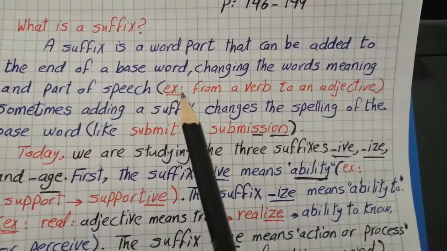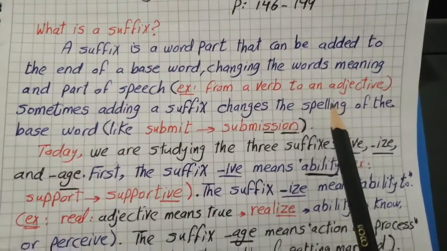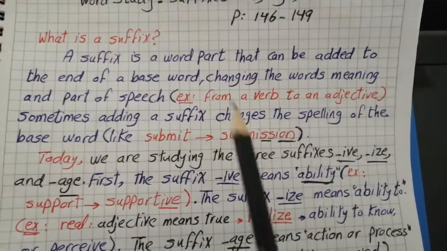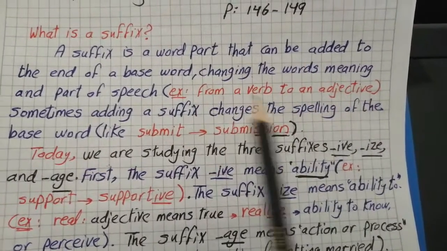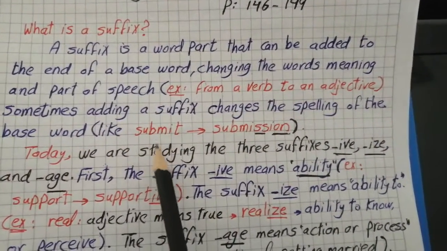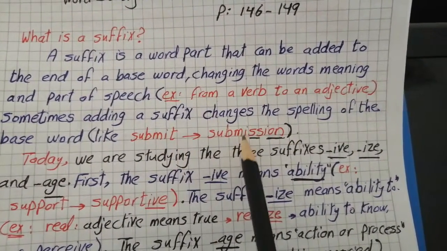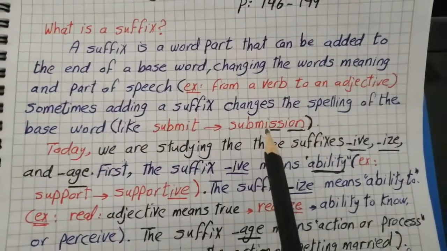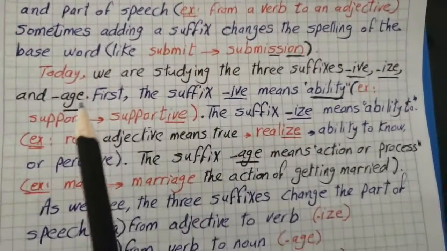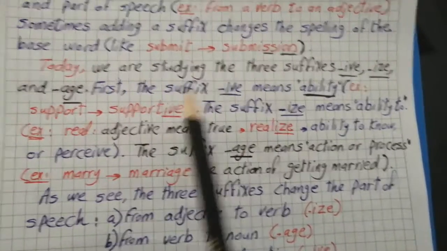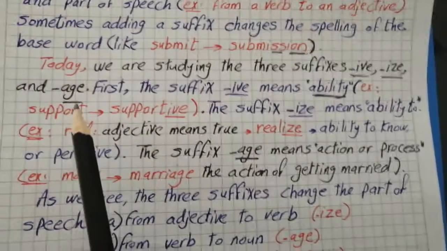For example, it changes the word from a verb to an adjective, from an adjective to a verb, or according to the word itself. Sometimes adding a suffix changes the spelling of the base word, like the word submit. Adding the suffix ion, change the T into SS, then add ion. This shows how the spelling is changed when adding the suffix. Today we are studying the three suffixes IVE, IZE, and AGE.